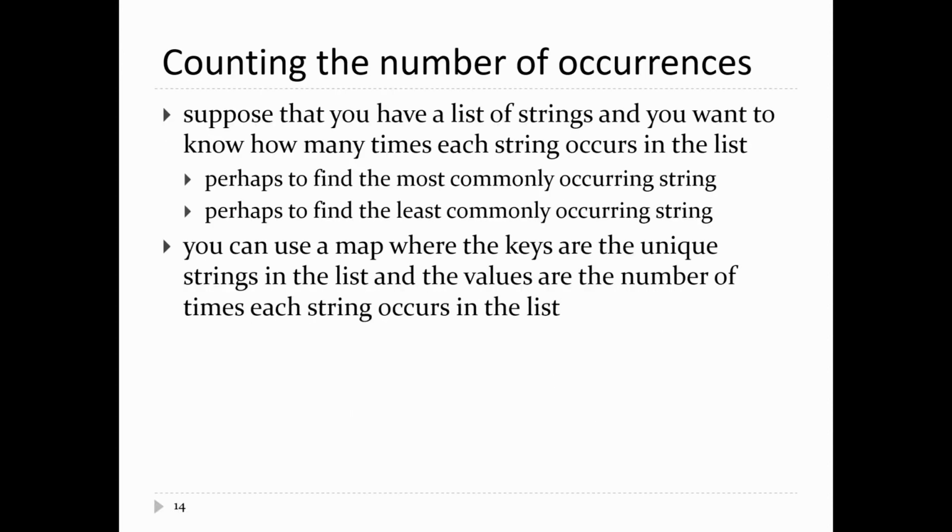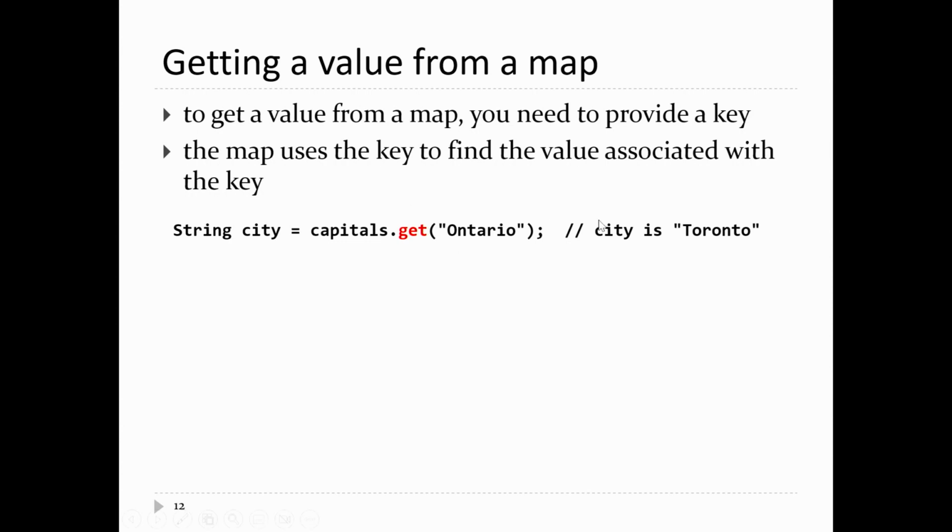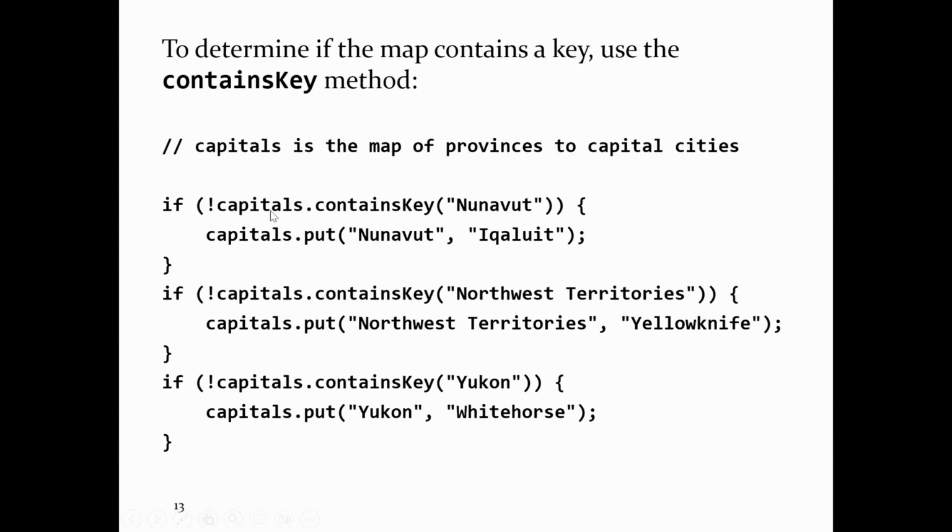Now remember, instead of containsKey you can also use get to achieve the same effect. So we could replace these with if capitals.get(Nunavut) equals null. And that would be the same thing, or it would have a similar effect, sorry.